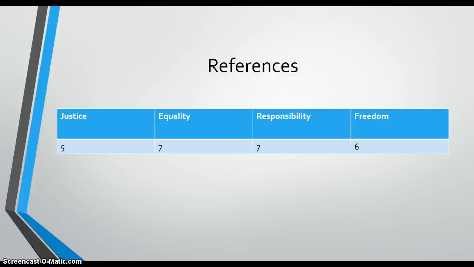I actually went through this chapter and tallied each time that the book and text mentioned justice, equality, responsibility, and freedom. As you can see here, the results, equality and responsibility were tied for first. And then second was freedom, which was a very strong overlying theme for the World War II that we examined.